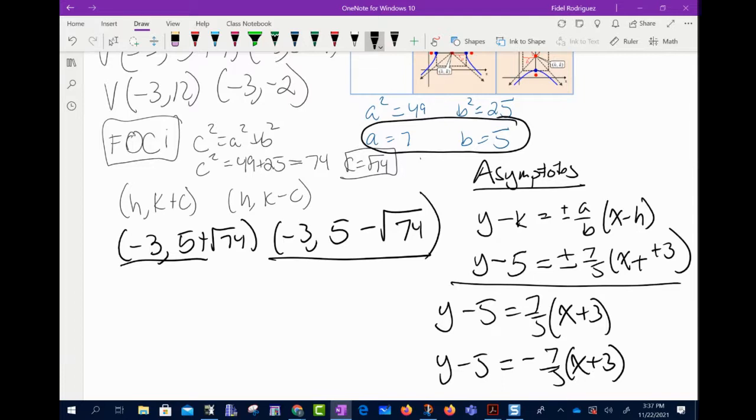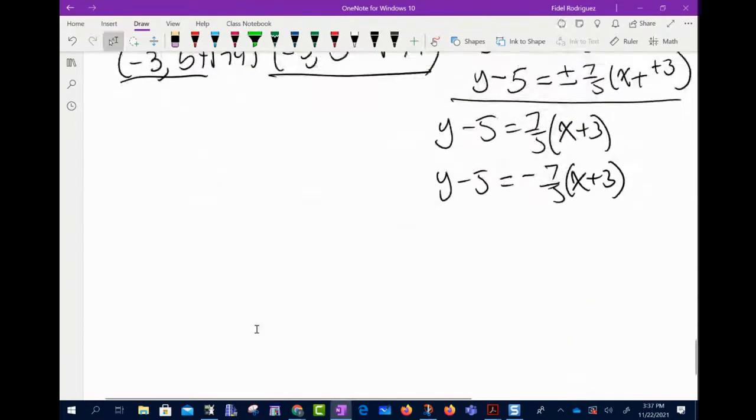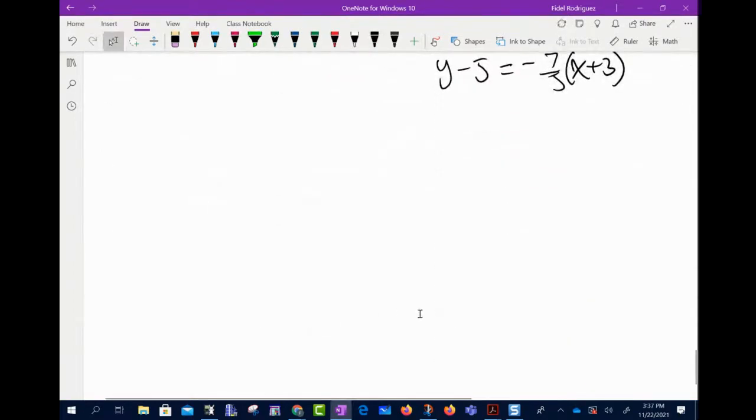Okay, so we found the center, the vertices, the foci, and the asymptotes. Let's see if we can graph this thing. When I did this problem, I didn't put the little XY axis on here, so we're going to draw one ourselves. It's no big deal. It's going to go like this.